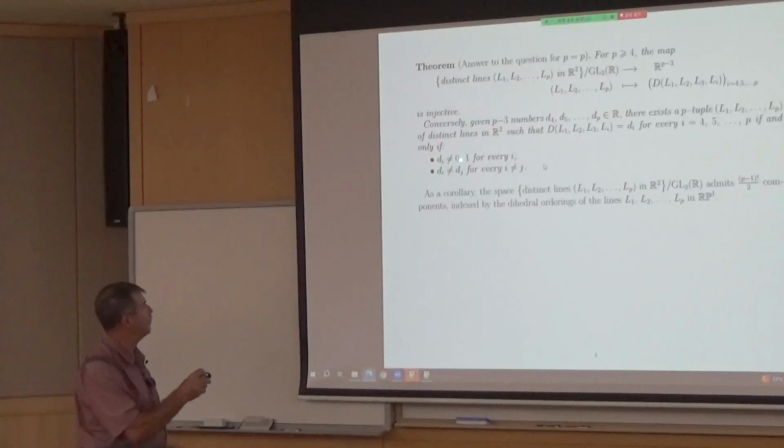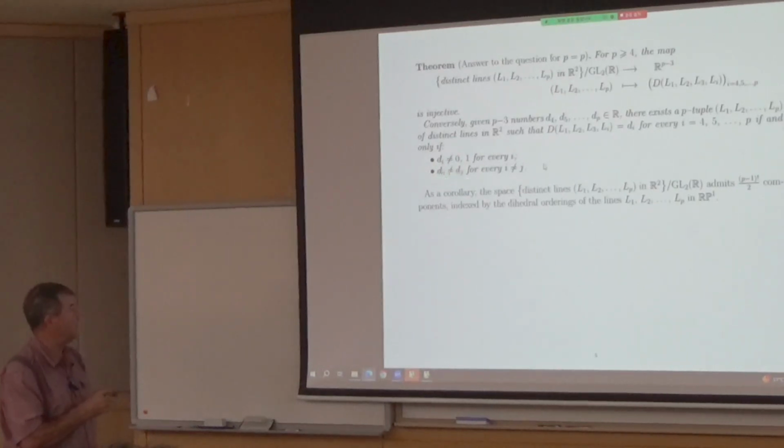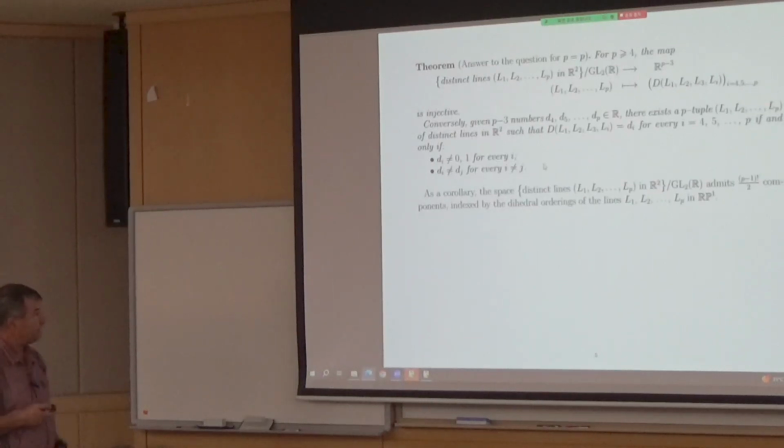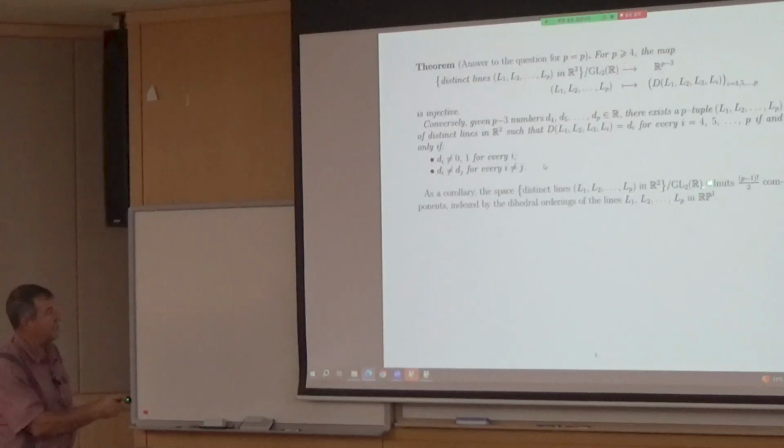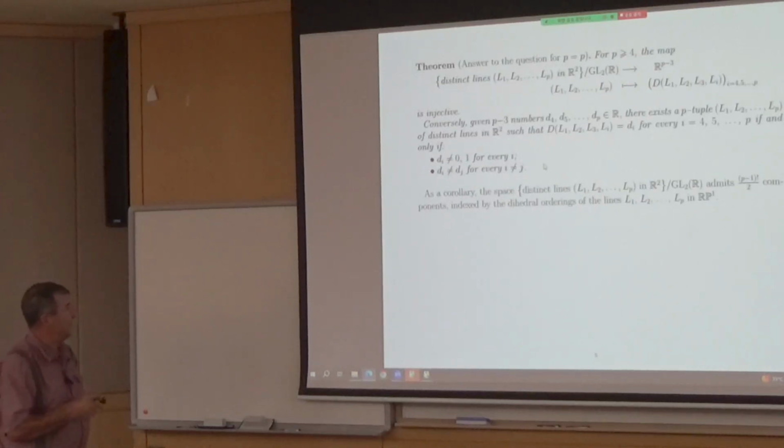All the di's have to be different from 0 and 1, and they have to be distinct. So it's a one-to-one correspondence. In particular, that tells you that the space of P distinct lines in R2 modulo the action of GL2, the general linear group, has as many components as the space corresponding to these di's. So it's (P minus 1) factorial divided by 2.